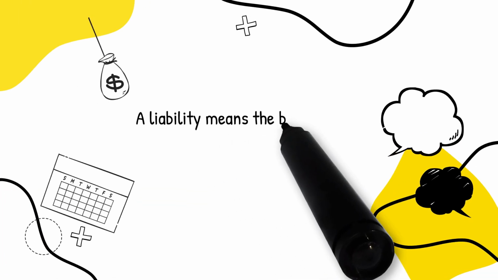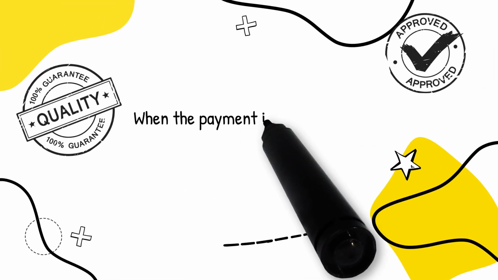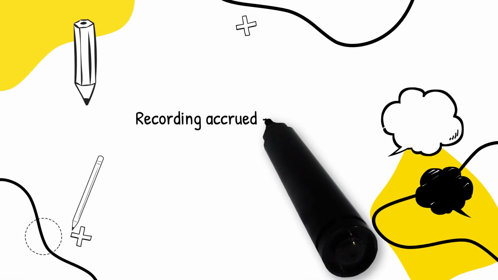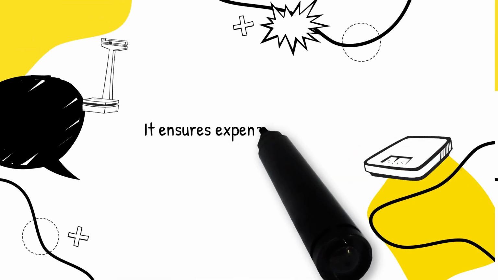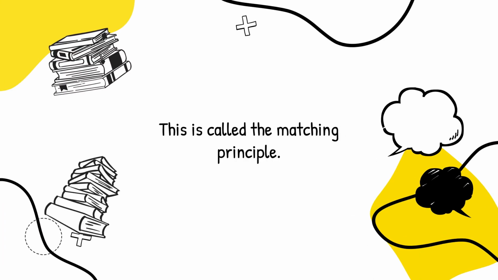A liability means the business has an obligation to pay money in the future. When the payment is finally made, the accrued expense account is reduced. Recording accrued expenses helps present accurate financial statements. It ensures expenses match the revenue earned in the same period. This is called the matching principle.